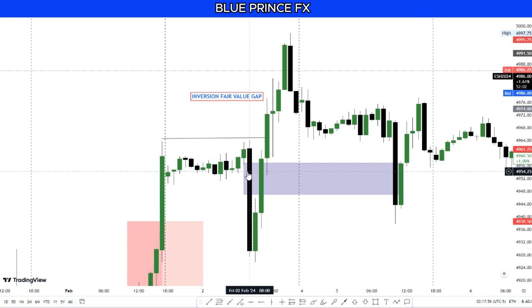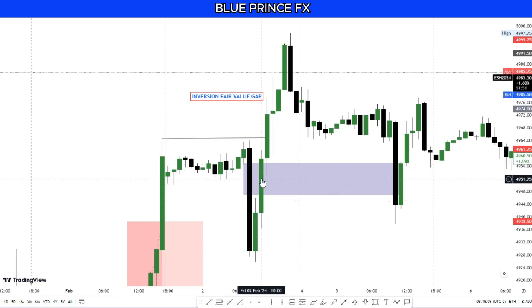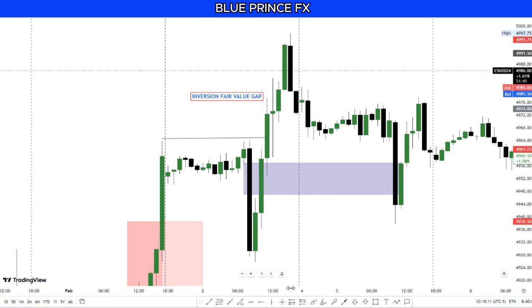So what is the inversion fair value gap? An inversion fair value gap is a fair value gap that has turned the market upside down. So what that means is you have a fair value gap here. When you have a fair value gap, you expect the market to tap into this fair value gap and push the market into the direction that it was going. So now we have a CB here. So we expect the market to come into the CB and continue going down.